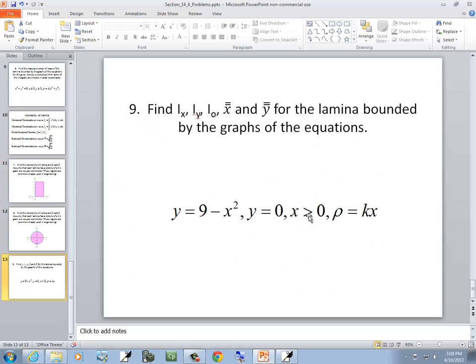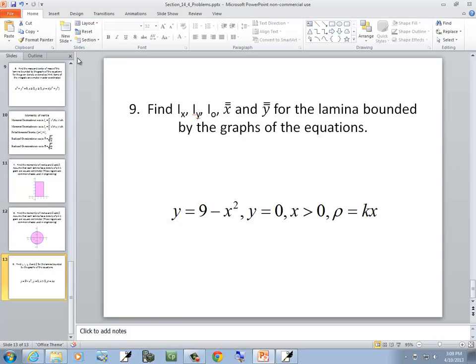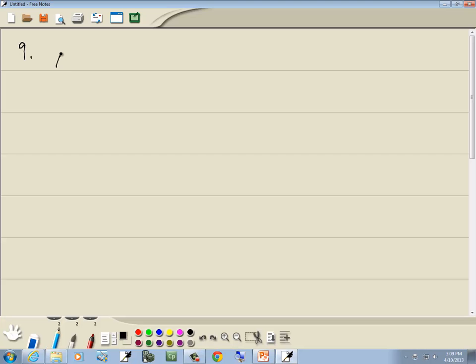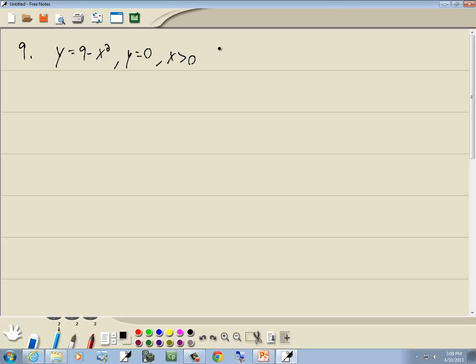Okay, our last problem asks us to find these right here, and it asks us to find an additional one here. This one is just adding our inertia about the x and inertia about the y together. So nothing exciting there. And I don't think I actually set this one up. It's 9 minus x squared, y equal to 0, x greater than 0, rho equal to kx.